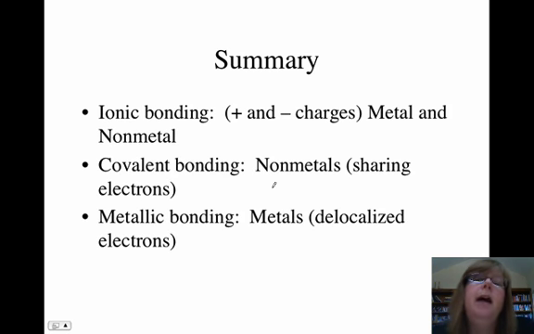So, summary. Ionic bonding has positive and negative charges, and you have a metal and a nonmetal. Covalent bonding is all nonmetals. This is where your electrons are being shared. And metallic bonding is used in metals, and that's where our electrons are delocalized.